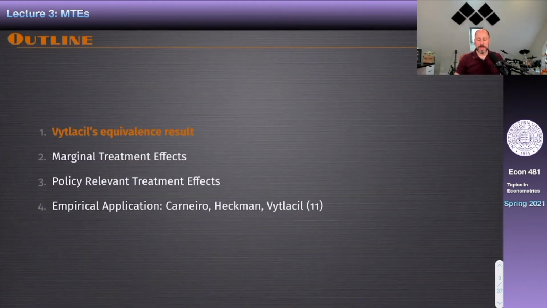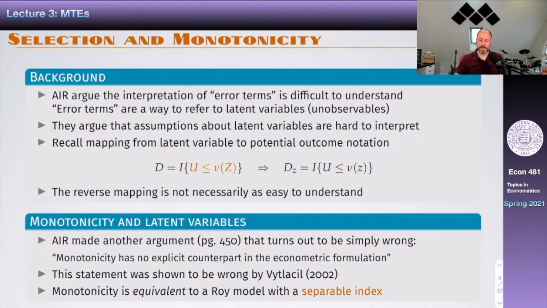So the outline for today is going to be, first, we're going to talk about Vytlacil's equivalence result. We're going to see why that's important. That's going to give us a framework to say why we could be interested in something like marginal treatment effects. And then we're going to go through the marginal treatment effects, the policy-relevant treatment effects, and an empirical application that is taken from this second paper.